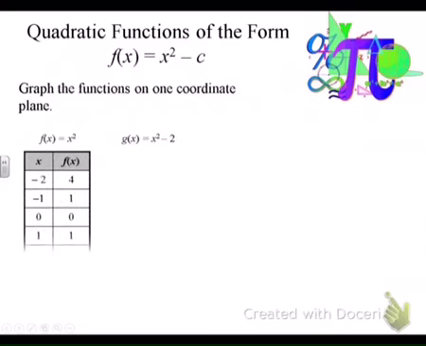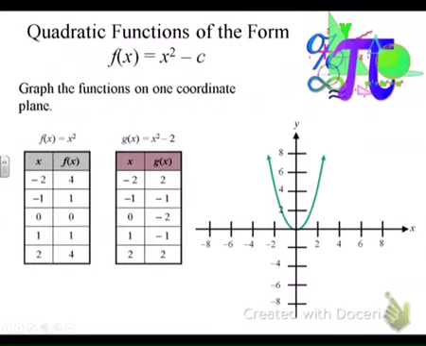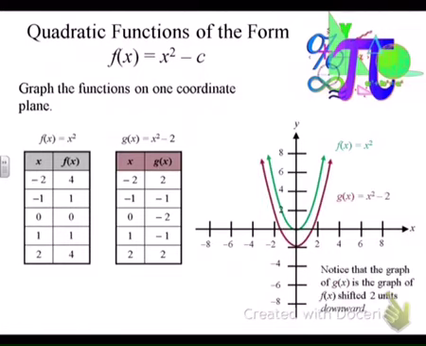Okay, so if we're going to plot f of x equals x squared and g of x equals x squared minus 2, f of x is the green one, and g of x is the red. Notice that it just shifted down 2 units.